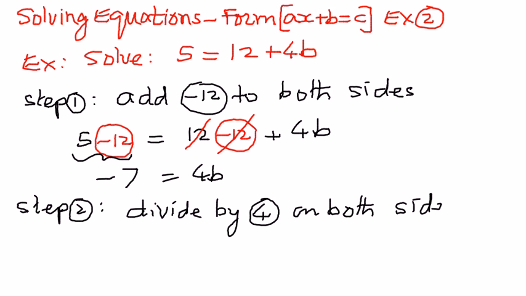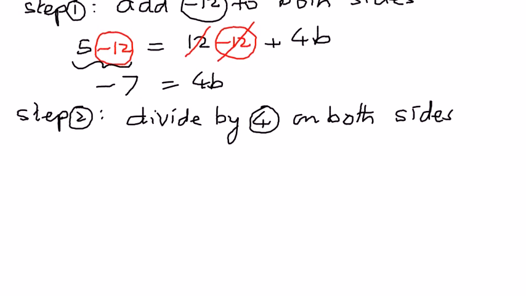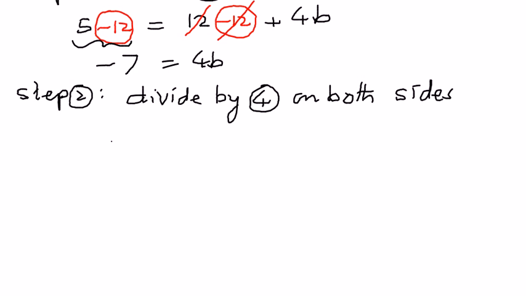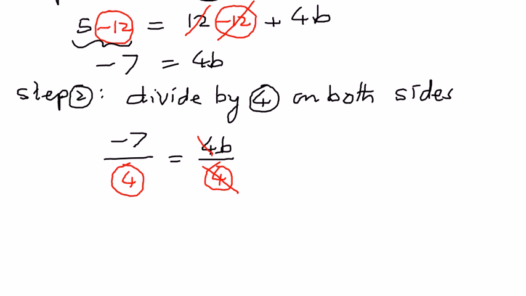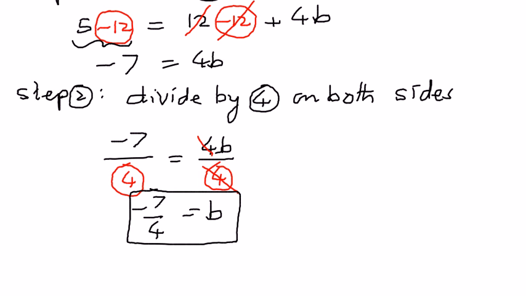And when we do that, this is what we're going to come up with. Negative 7 divided by 4, we'll put a circle around it, is equal to 4b divided by 4. So as you can see, the 4 in the numerator, 4 in the denominator on the right hand side cancels out, leaving us with b is equal to negative 7 over 4. So this is our answer. This is where we want to leave it.